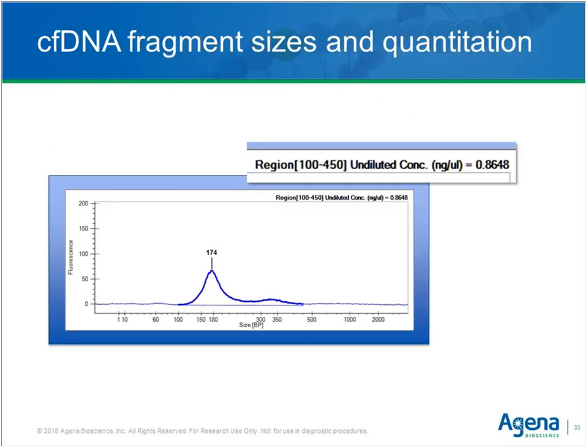So I think we understood why not just sizing, but a proper quantitation is also required, and the LabChip that I introduced to you earlier does the two things at the same time. In this example, you can see that it's undiluted. Calculating back to the undiluted concentration, this sample has 0.86 nanograms per microliter, for instance. So that is a good amount, a really nice amount to be working with.